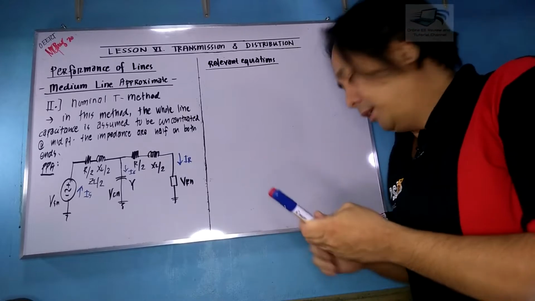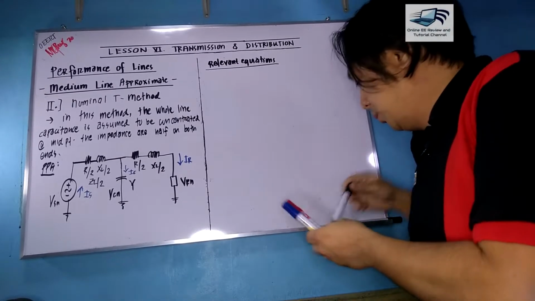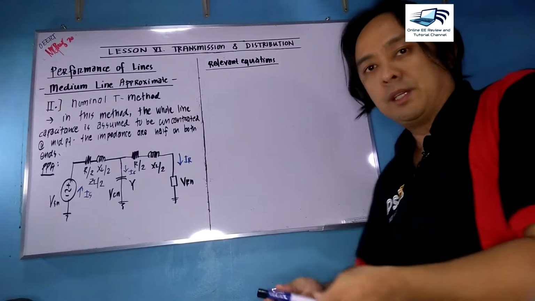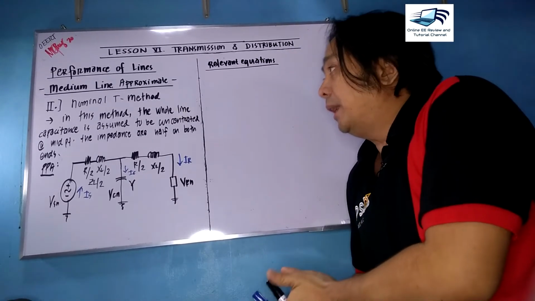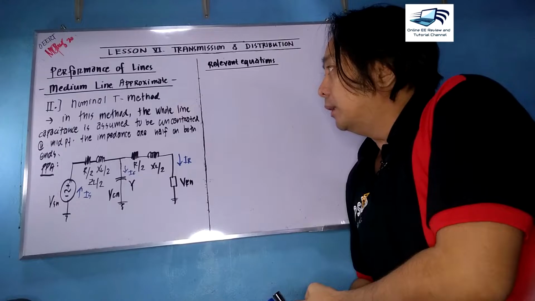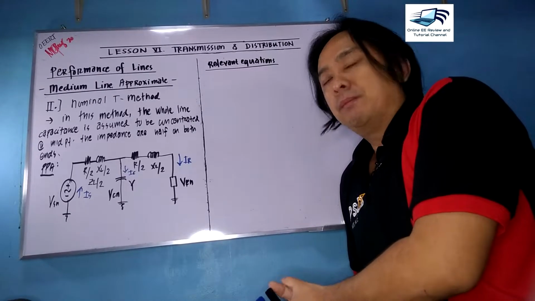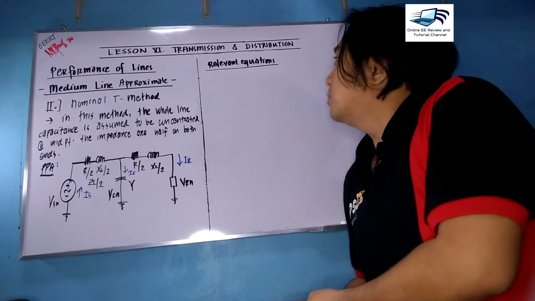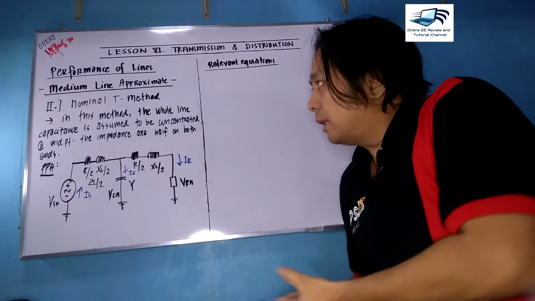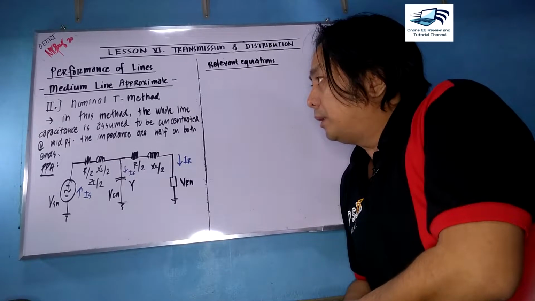So hi and hello once again. So we will discuss the second type of line, which is a nominal T approximate. So we are on medium line approximation under lesson 6, transmission and distribution. Okay, let us discuss what a nominal T is all about.